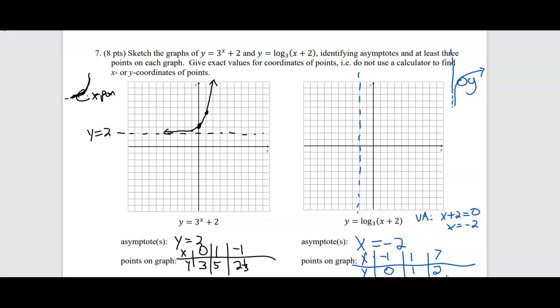So negative 1 comma 0, 1 comma 1, 7 comma 2. And this is the anchor point. It's when you have log of 1. Notice the anchor point for the exponential is when you have exponential of 0, because that equals 1. And the anchor point for log is when you have log of 1, because that equals 0. They're actually the inverse points, essentially.